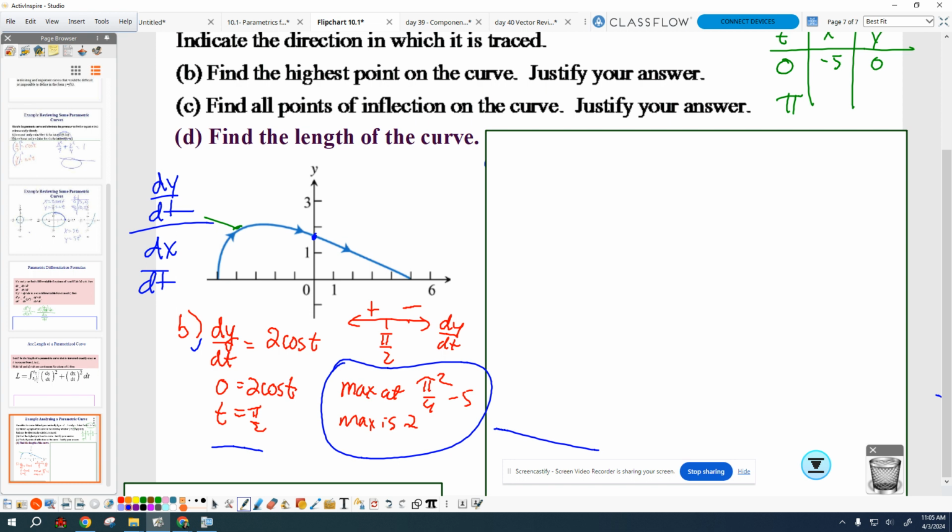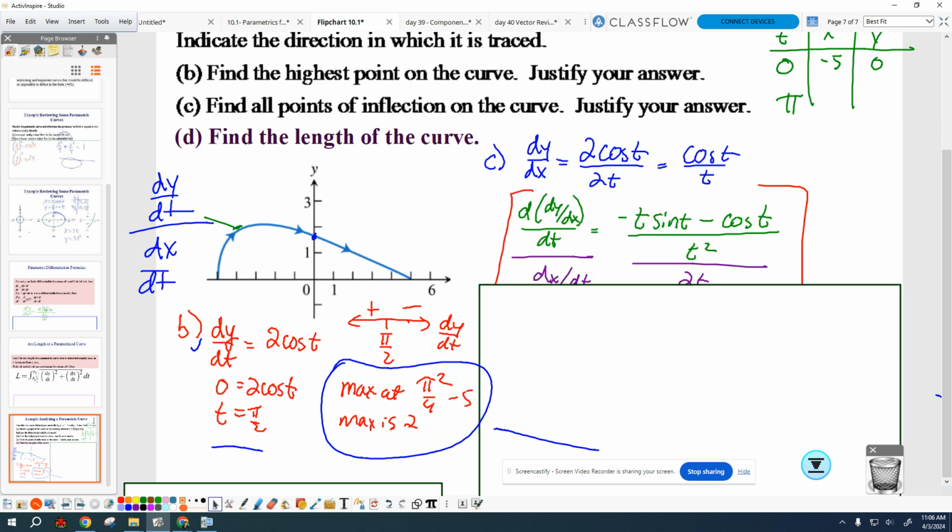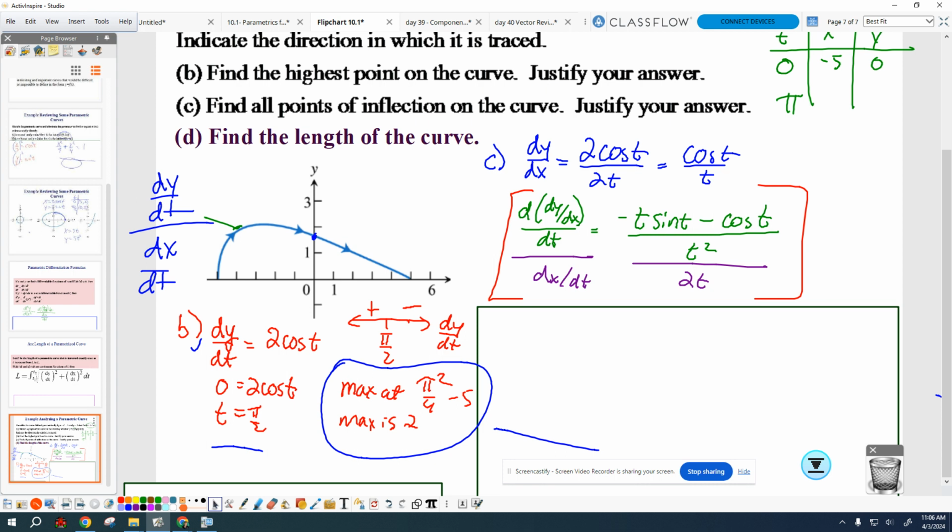All right, but the point of the question and this unit is the double derivative, this for inflection points. So there's your double derivative. And then divide by dx dt.